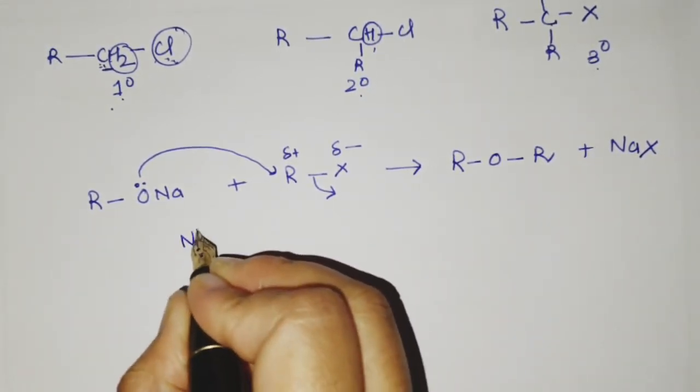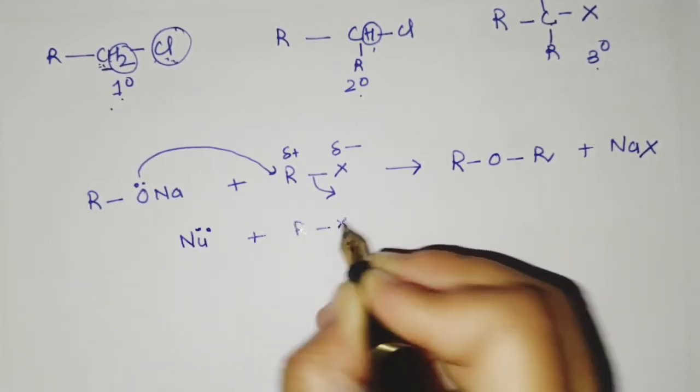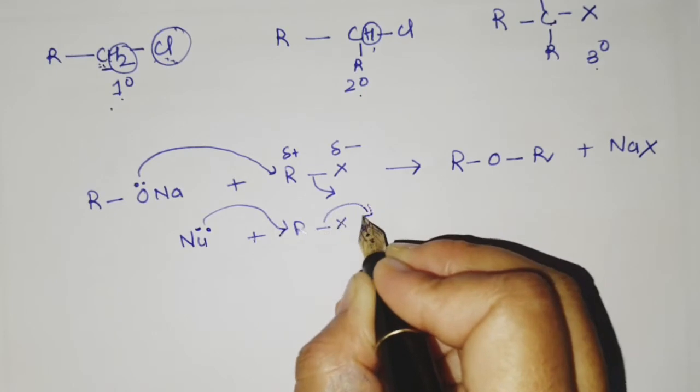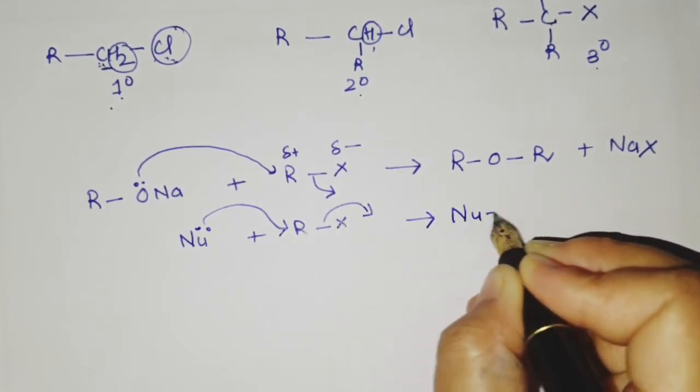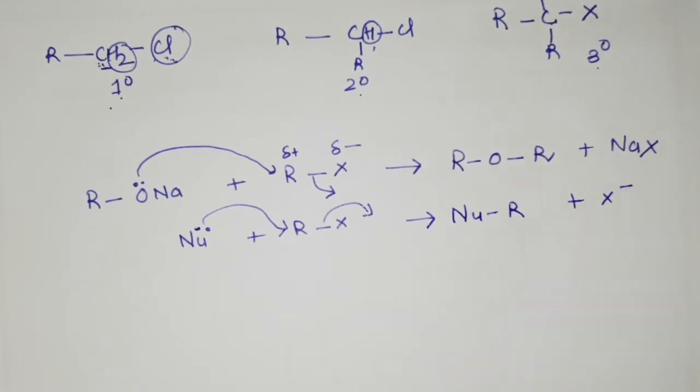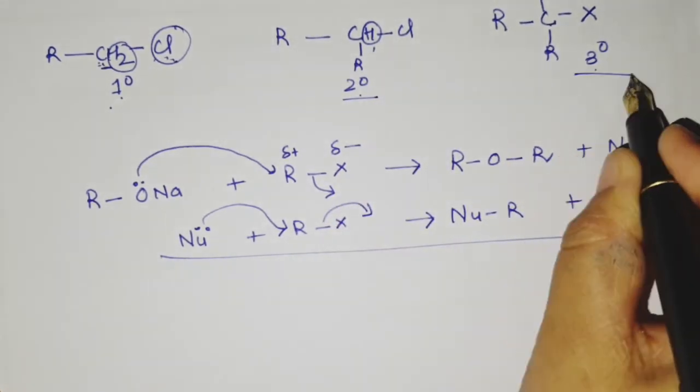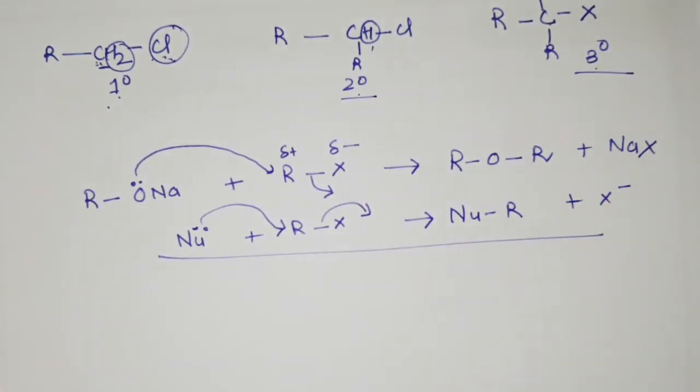So the nucleophile attacks R, X, and X leaves. This is called a nucleophilic substitution reaction. So Williamson synthesis is a nucleophilic substitution reaction. With a primary halide, nucleophilic substitution occurs, but when you take a secondary or tertiary one, there is competition between elimination and substitution reactions.